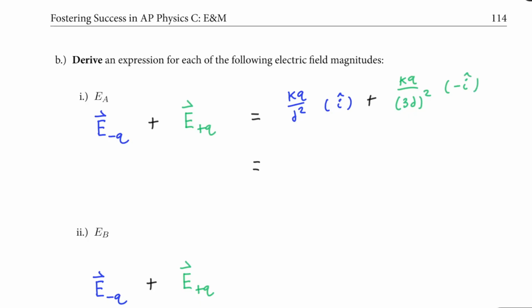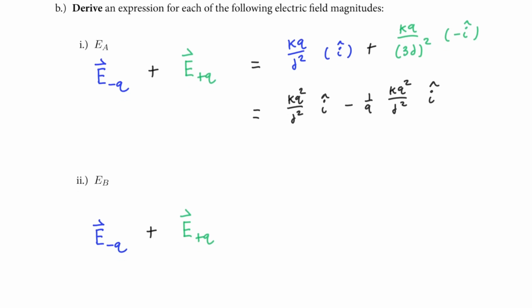So if we do some combining here, we see that we'd get kQ squared over d squared i hat minus 1/9 kQ squared over d squared i hat. Just factoring out that negative to show that we have a subtraction of fields here. So I have a 1 minus a ninth, so that makes 8 ninths kQ squared over d squared to the right. And we just wanted the magnitude, so we'll just box that part in.